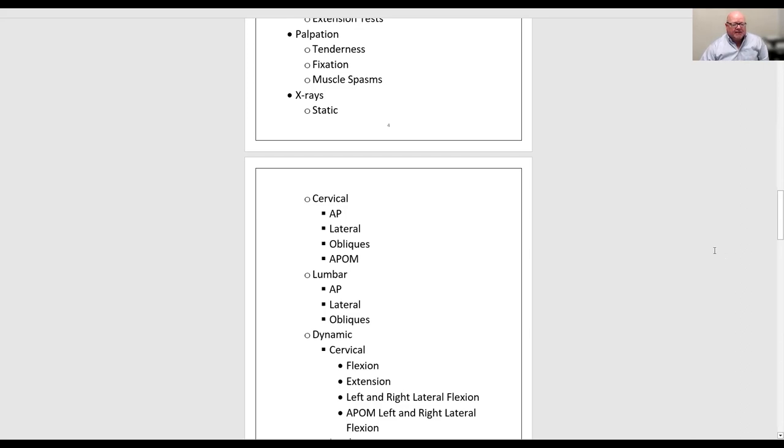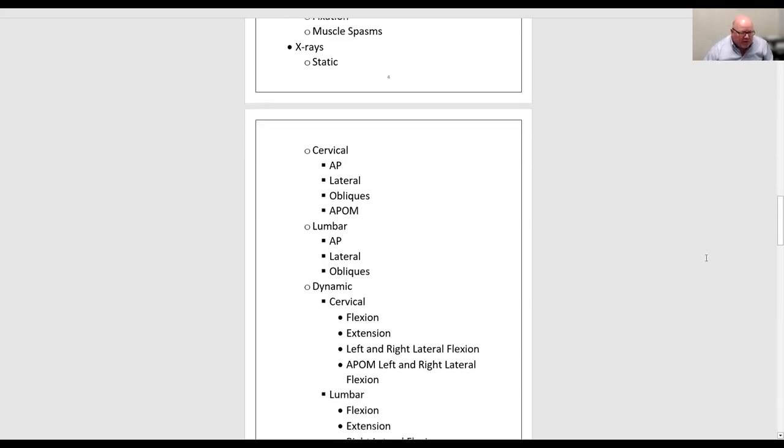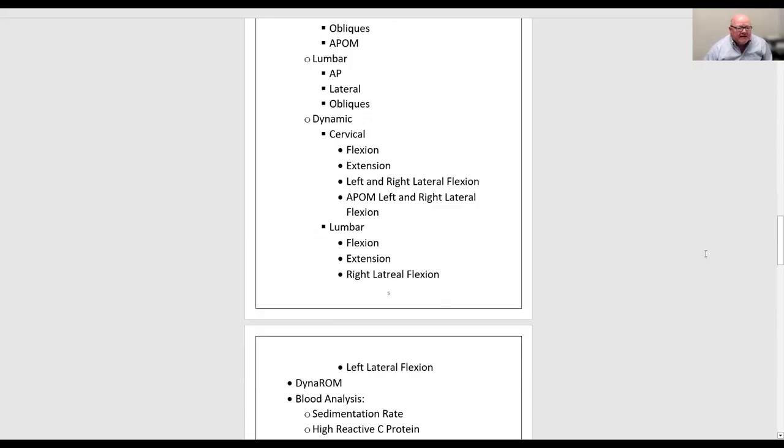And then dynamic x-rays, and of course, the important ones, the dynamic ones, is cervical. We're going to be looking at flexion, extension, left and right lateral flexion, APOM, left and right lateral flexion. In the lumbar, we will not pay as much attention to the flexion and extension unless there's pretty severe symptoms or it was more than a low impact injury. The big findings are going to be in the right and left lateral flexion. That's where the biomechanical findings are typically going to be for the lumbar spine.